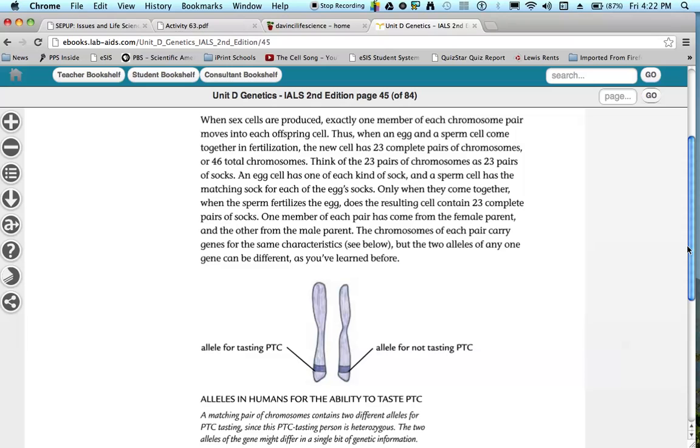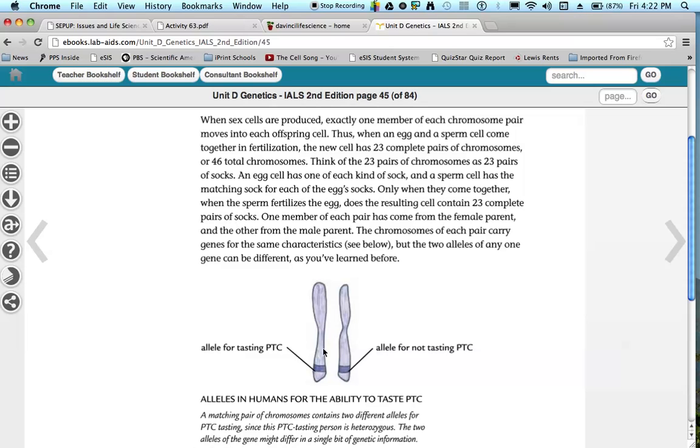Only when they come together, when the sperm fertilizes the egg, does the resulting cell contain 23 complete pairs of socks. One member of each pair has come from the female parent and the other from the male parent. The chromosomes of each pair carry genes for the same characteristics, see below, but the two alleles of any one gene can be different, as you learned before.